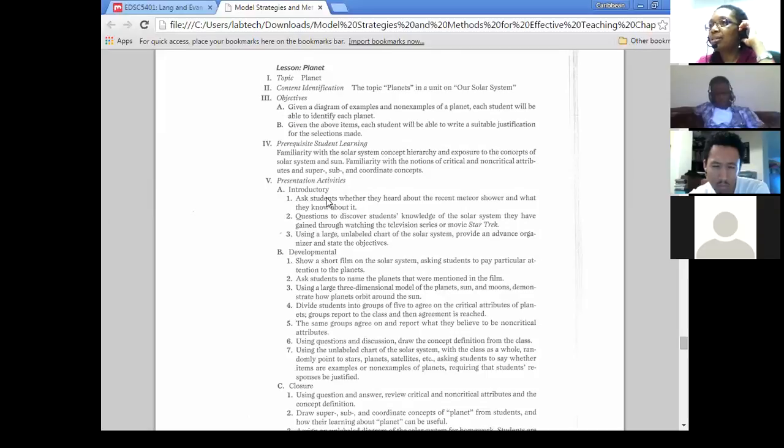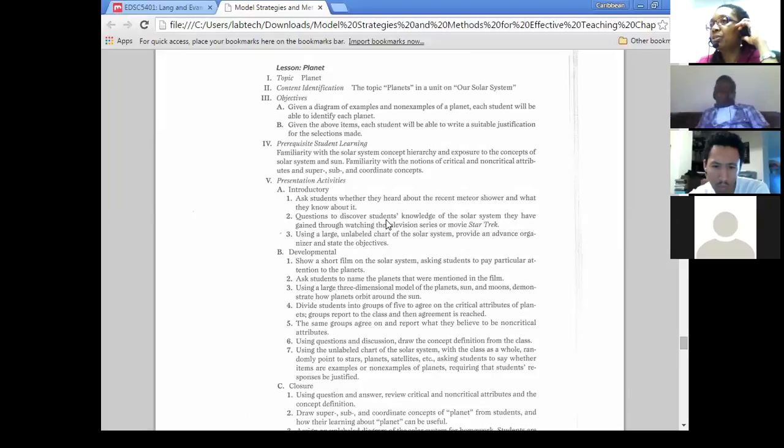So it says, ask students whether they heard about the recent meteor shower and what they know about it. May be relevant depending on the context. So we're talking about how it is that we can introduce a lesson. Apparently, if this is something which is relevant to the students because something might have happened, you connect it to something that they can relate to. That's what that does.